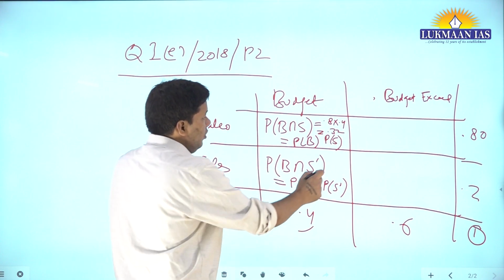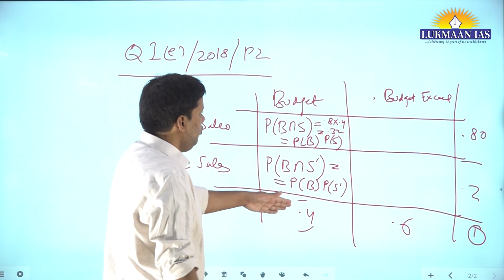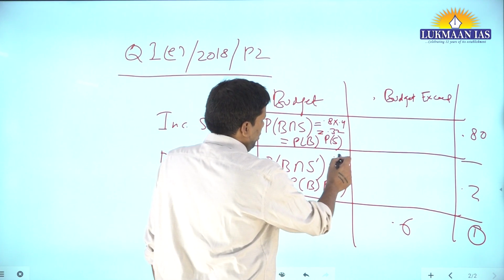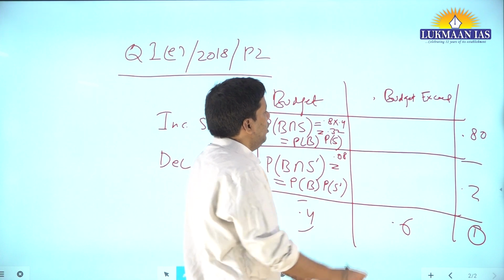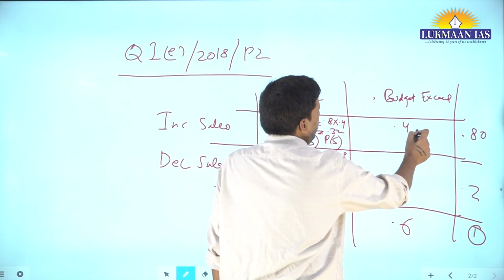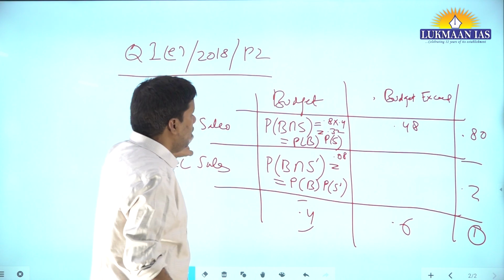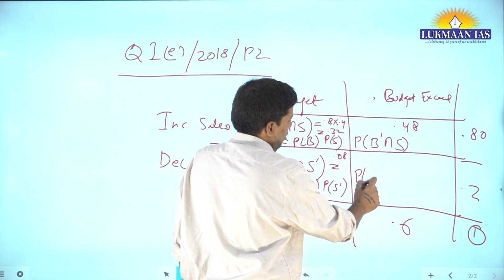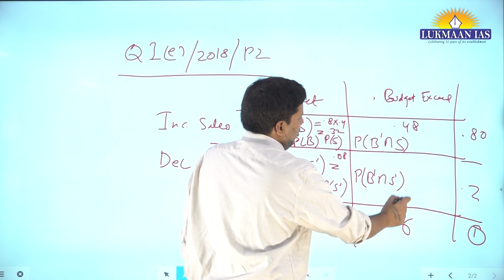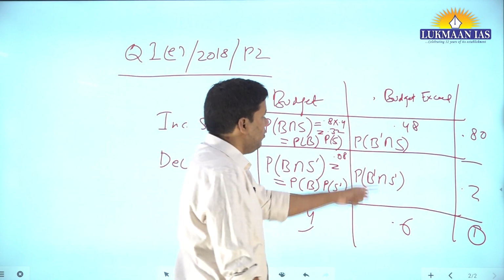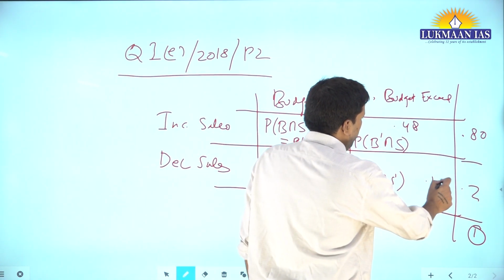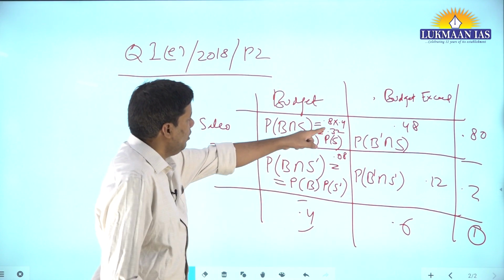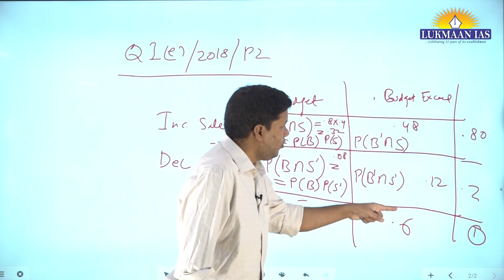Similarly, here it will be 0.2 into 0.4, 0.08. Yes, sir. Then this will be 0.48. Otherwise, how will you write it? If I have to write in function form, you will write probability of budget exceed, that is budget complement, intersection sales. Here you will write budget exceed complement sales. So here you multiply the 0.6 and here it is 0.12. And you can verify that the numbers are matching. 0.32, 0.08, 0.4, 0.48, 0.8. This is fine.